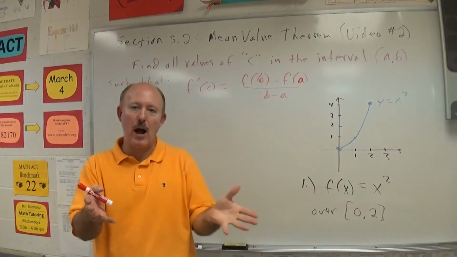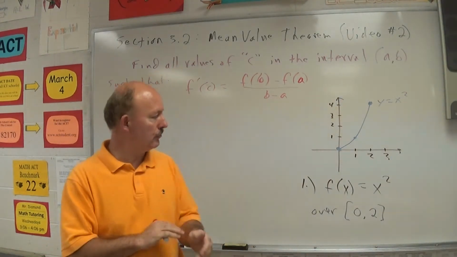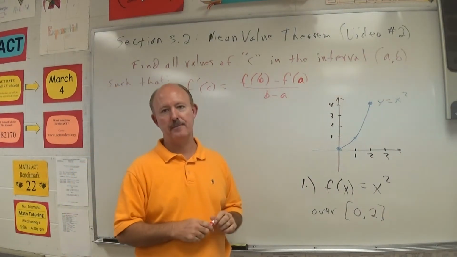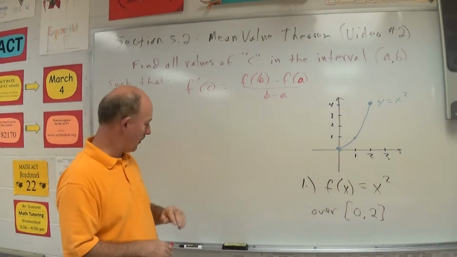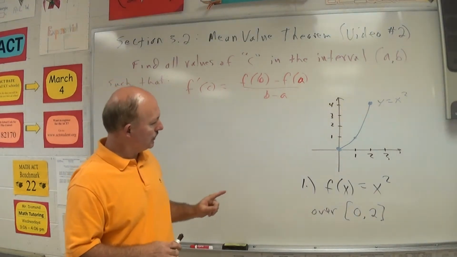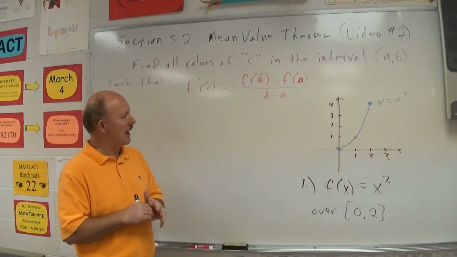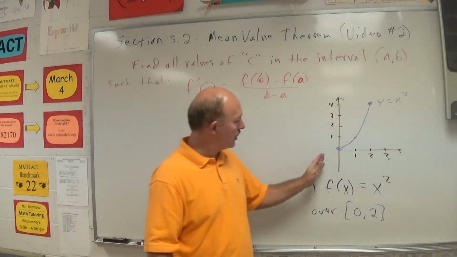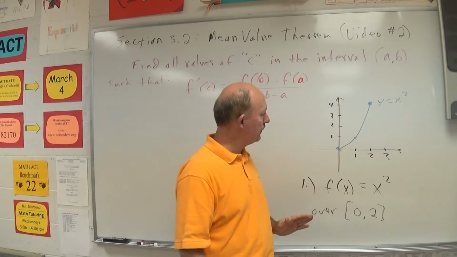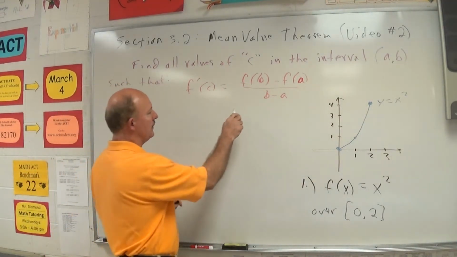On the first problem here, we're going to sketch the graph. For the other two problems, I'm not going to do the graph, but here we're going to start off with the graph. As you look at the graph, this indicates that the slope of our tangent line at a particular point on our curve has to equal the average rate of change.